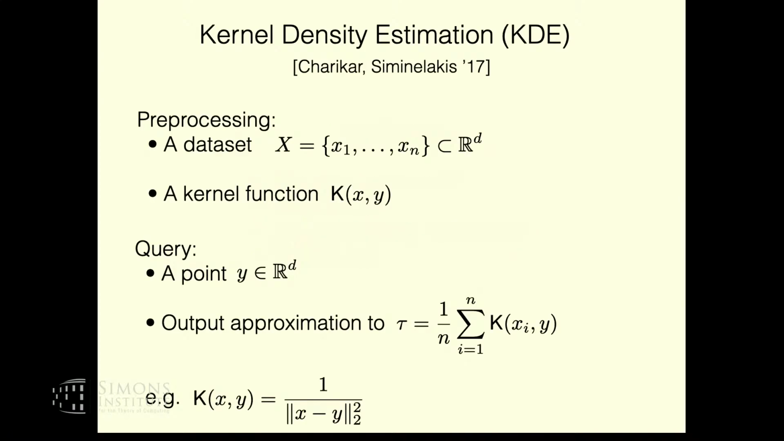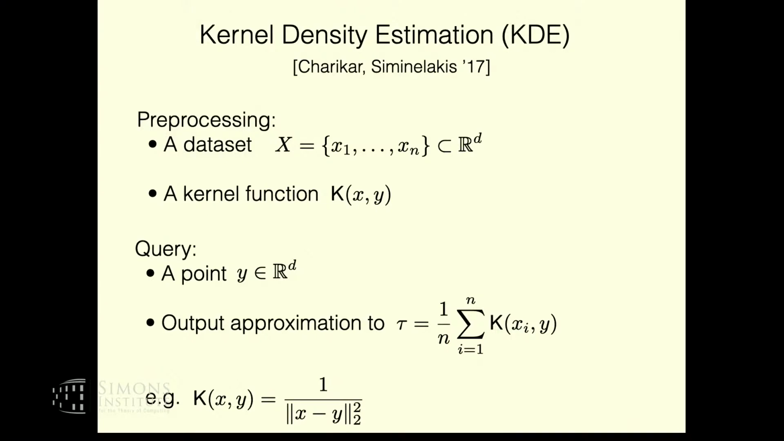OK, so I'm going to go through this slide pretty quickly because Moses' talk yesterday kind of introduced the problem. So what is the problem? Kernel density estimation is a problem where you have some data set, x1 through xn, and there's going to be a kernel function. You should think about this function as one that decays as the points x and y get further away from each other. For instance, one possible kernel function is something like 1 over the distance squared.